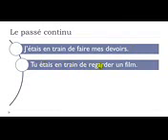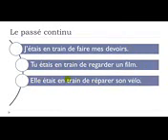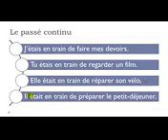Tu étais en train de regarder un film. Elle était en train de réparer son vélo. Il était en train de préparer le petit déjeuner. All right, so the only thing that will change here, here, and here, it's the verb être that you should put at the imparfait form.